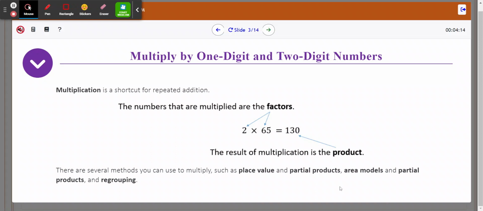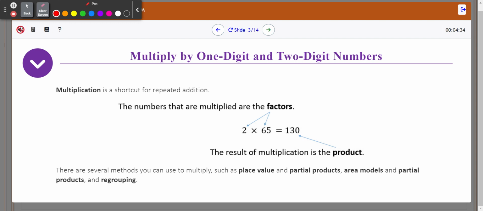Lesson 4, multiply by one-digit and two-digit numbers. When you're doing multiplication, there's a couple different methods you can use to find an answer. Up to you, but I'm going to show you three different ways you can do multiplication. Before we do that, you need to know some vocabulary.